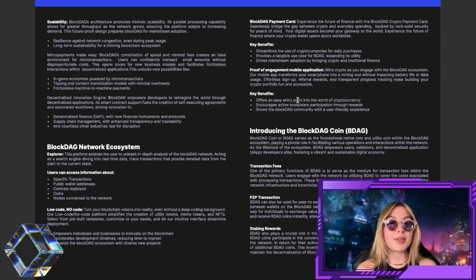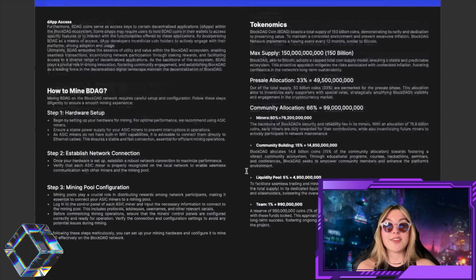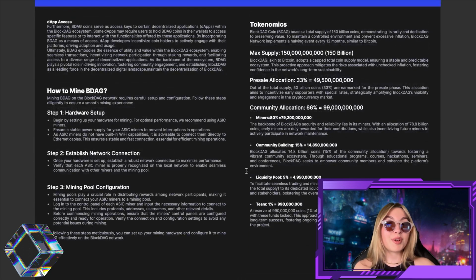The proof of engagement mobile application, the key benefits of that as well, and the introduction of the BlockDAG coin, which is also very important, and describing the transaction fees, the P2P transaction, and the staking rewards as well, all of which are brilliantly developed, the DApp access too, and this also is a very, very useful part in their white paper, and that is how to mine BDAG.